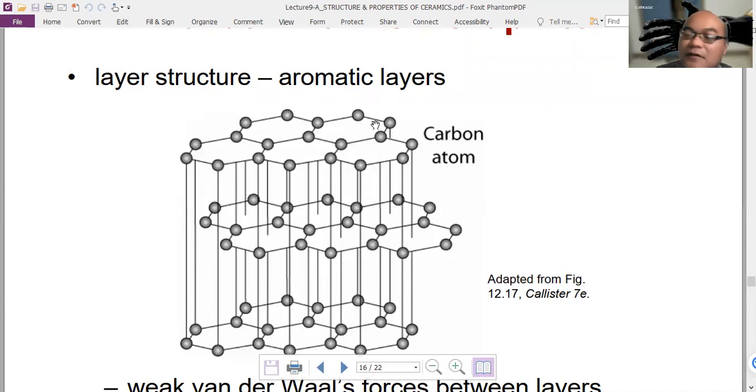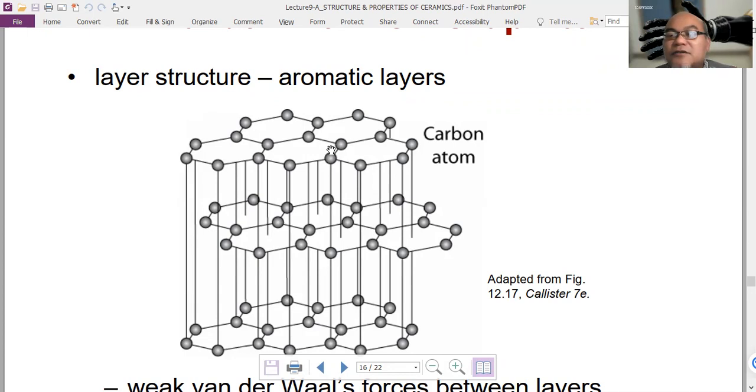As we know, a pencil is made from graphite. You could try to flow current along the pencil, the graphite material of the pencil, because of the pi electrons between the layers.